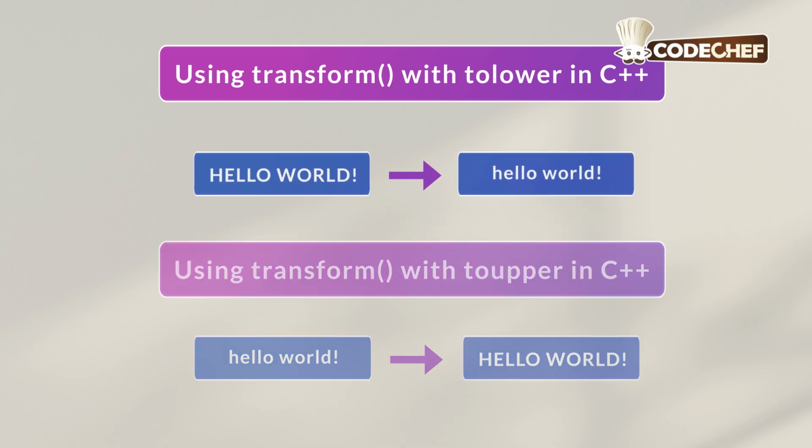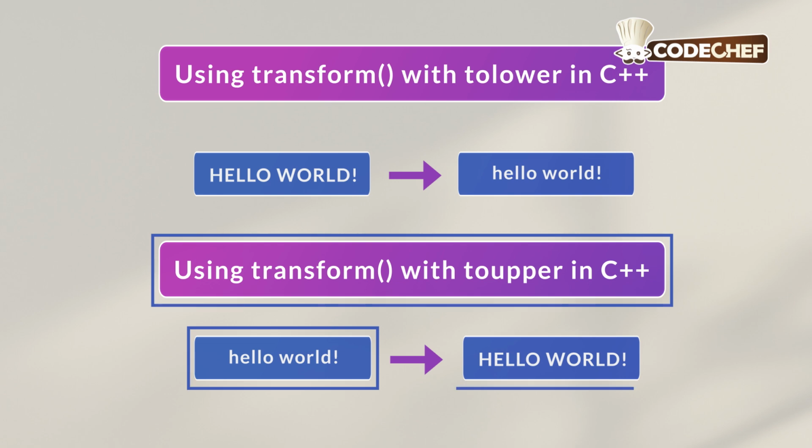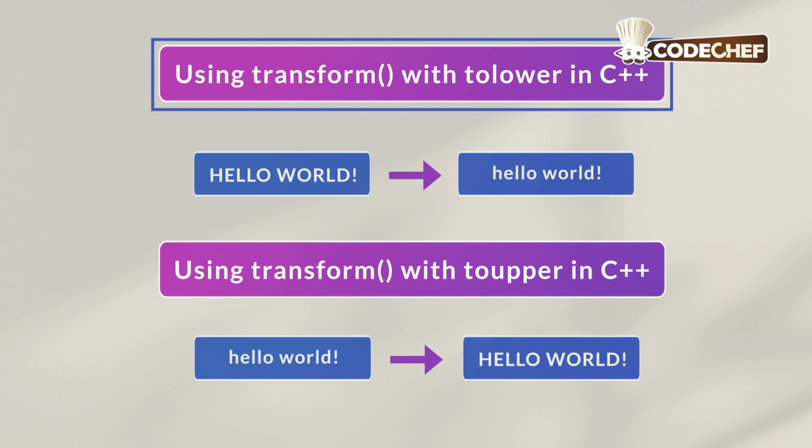So this concept is exactly similar to the previous concept that we have discussed. The only difference is that in the previous concept we used the toupper operation to change the case of the string from lowercase to uppercase, while here we are using the transform method with tolower to change the case of the string from uppercase to lowercase.